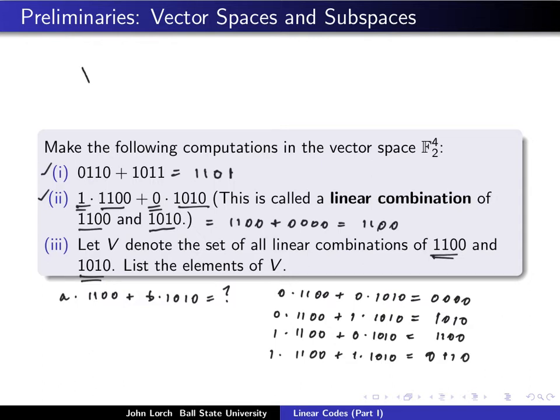Okay, so V then is this set of vectors 0, 0, 0, 0; 1, 0, 1, 0; 1, 1, 0, 0; and 0, 1, 1, 0.